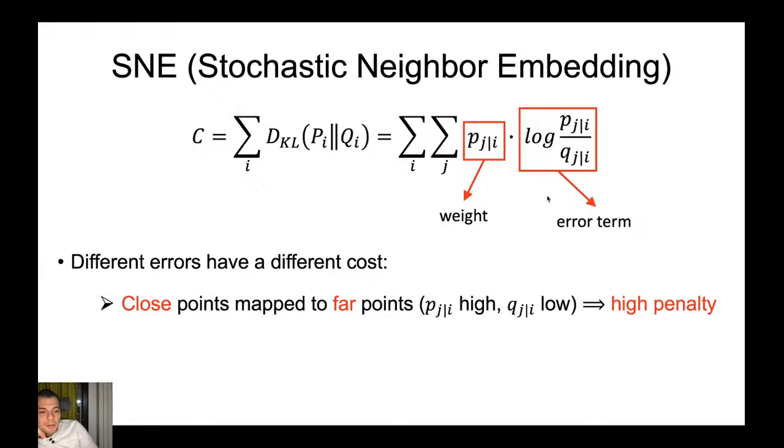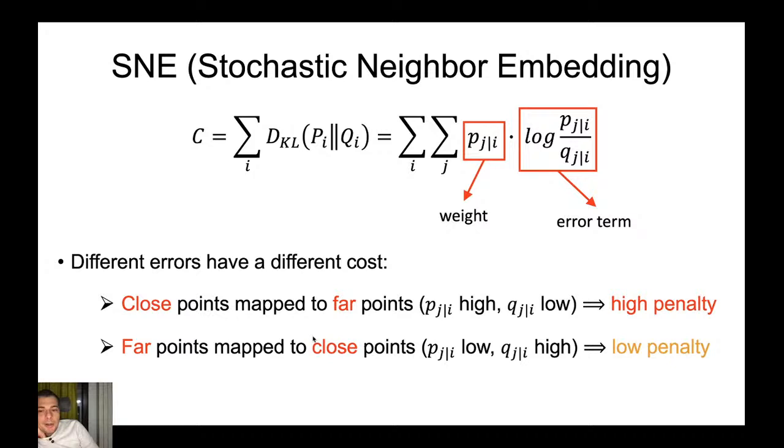let's say if we just have the error terms here, and if we have points that are close in the original space, so close points are mapped to far points, or far points mapped to close points, we will have a similar penalty. But if we take this weight into account, then for the first case we will have a higher weight because the points in the original space are close together. So if they are close together, we'll have a higher weight, and this means that we will have a higher penalty in this case, and a lower penalty if far points are mapped to close points.